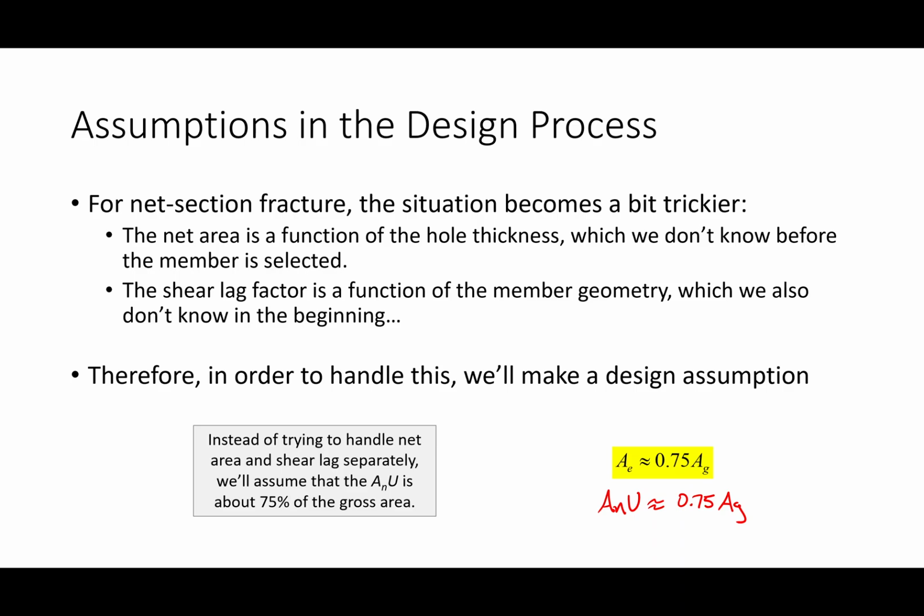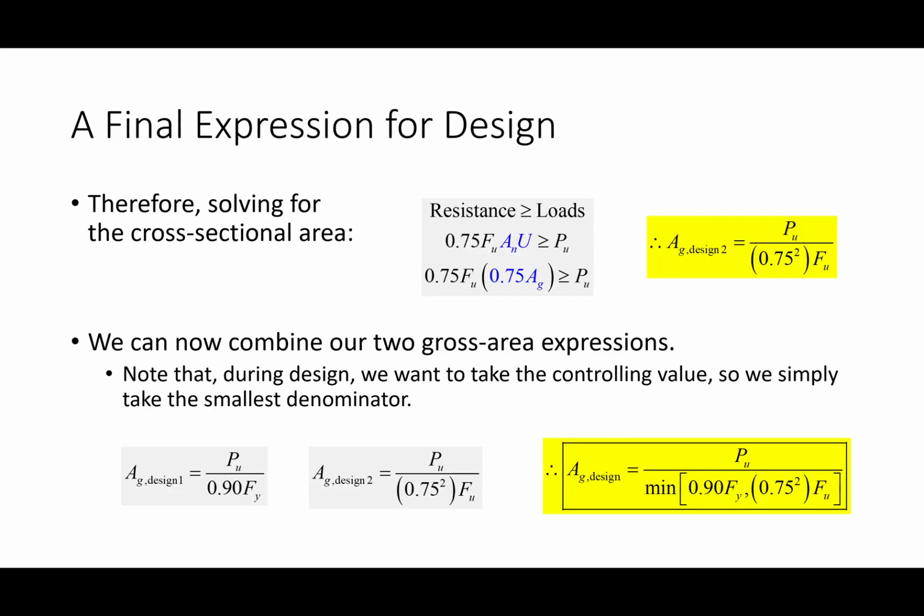So we're going to make a design assumption. We're going to assume that net area times U is equal to 0.75 times the gross area. If we make that assumption, what we've got is this. We've got 0.75 FU times the net area times U, and we set that equal to that. We say, okay, net area times U, let's make that 0.75 times the gross area. So I've got a 0.75 twice: one for the phi value for the resistance factor and one for this assumption. Lump everything over here and I get a new expression for gross area. The gross area is the load divided by FU times 0.75 squared, okay?